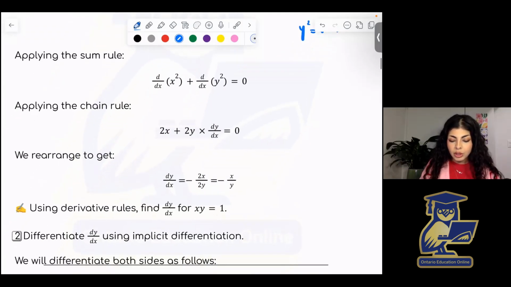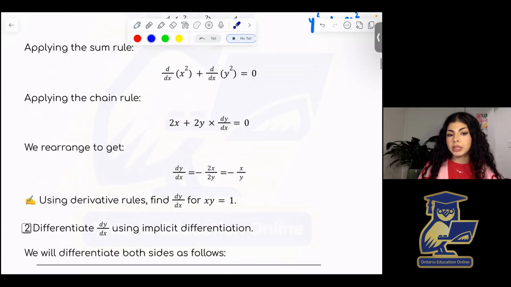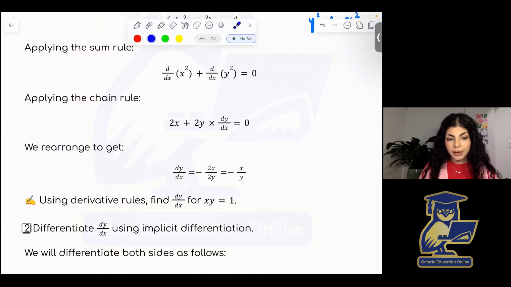So now just as a test to see if you understood what we just did, try to find, exactly as I did, dy by dx for x times y is equal to 1. And I will take it up momentarily, but just if you're trying it, this is a product and you can apply the product rule. So now let's try it together.